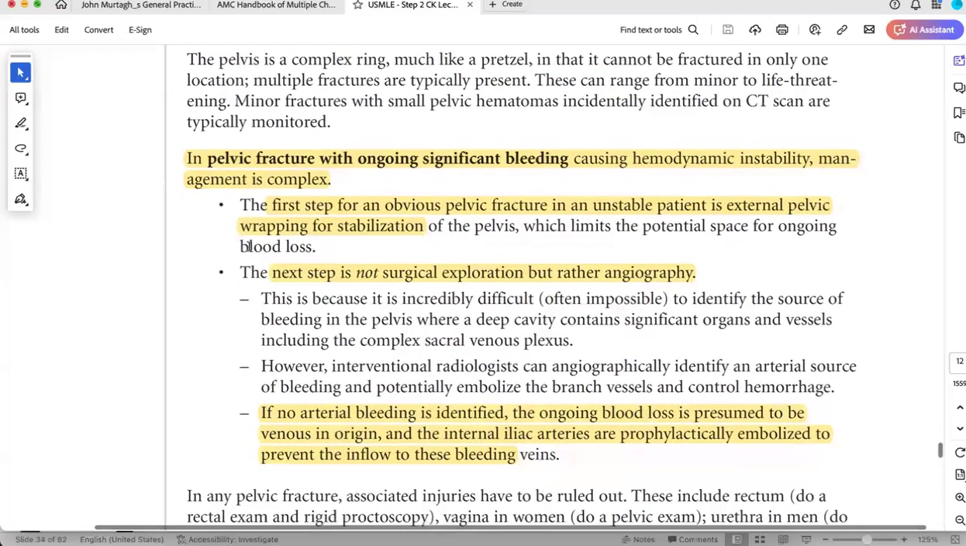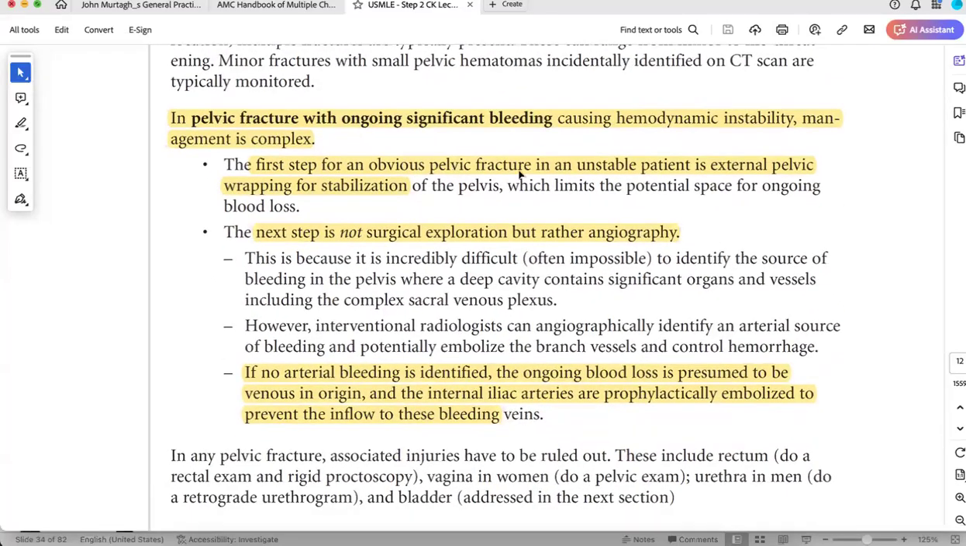The first step in a patient with pelvic fracture who is unstable is to go for an external pelvic wrapping. You just wrap the pelvis so that it doesn't move, because every time the pelvis moves, the patient can bleed more. So the first thing that we do in an unstable patient with a suspected pelvic fracture is external pelvic wrapping. The next step is not surgical exploration, but rather angiography to identify the source of bleeding. That means we need to find out from which artery it is bleeding, or whether it is an artery or a vein.